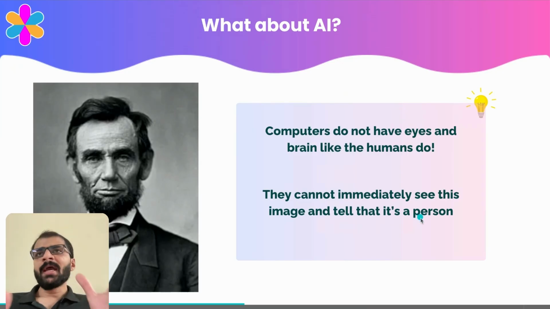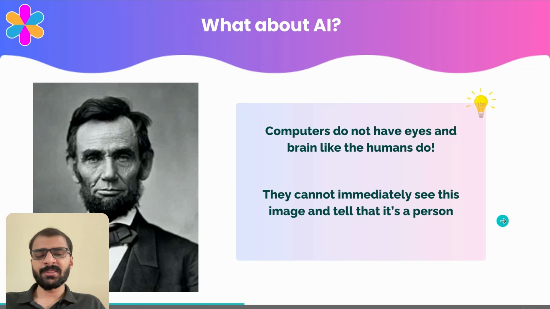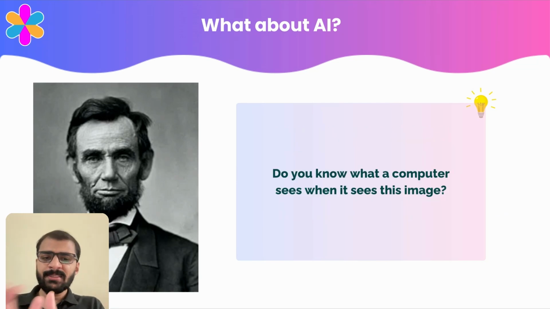But when you look at an AI, it does not have this complex system which has evolved over time. It does not have the eyes or the brains like humans do. In fact, when AI or computer systems look at this image, they cannot immediately tell that it's a person. Do you know what happens when a computer sees this particular image for the first time?